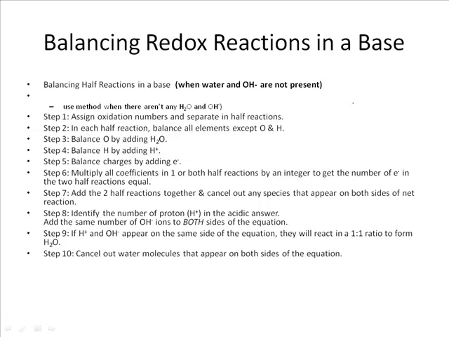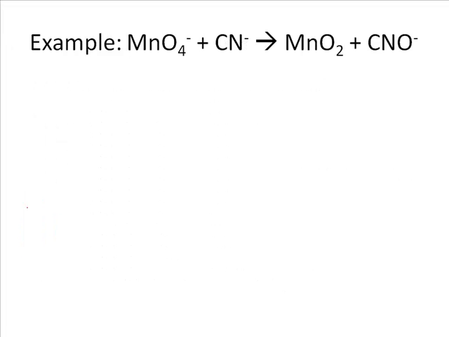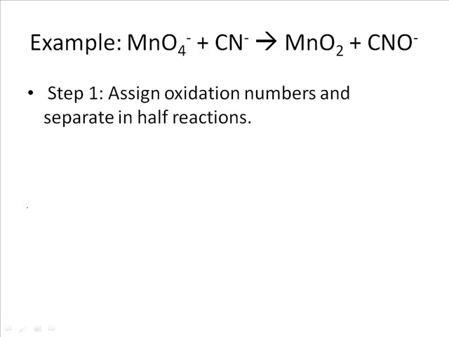Okay, so it's similar to the acidic type of reaction, except you are going to do these extra steps here. Okay, so let's do an example problem. Oh, and then the last step is to check and make sure everything's balanced. All right. So here's an example. Notice how it doesn't have any OHs or H2Os, so you know you're going to have to balance it in a base. Okay, and it'll tell you.